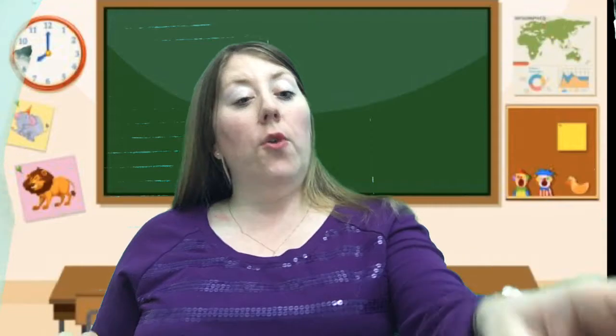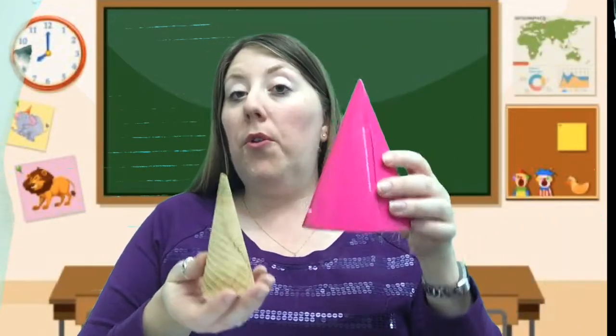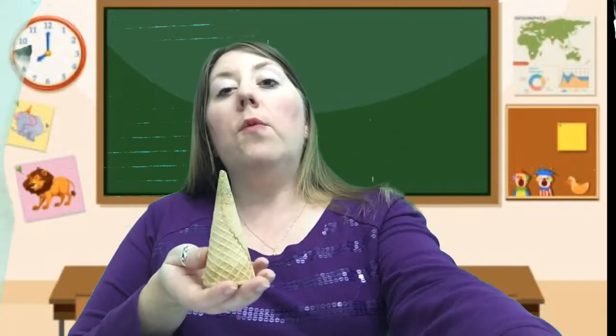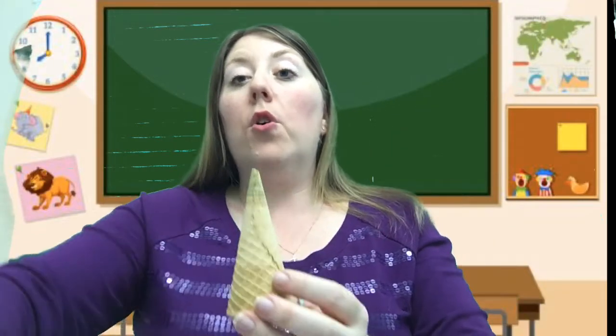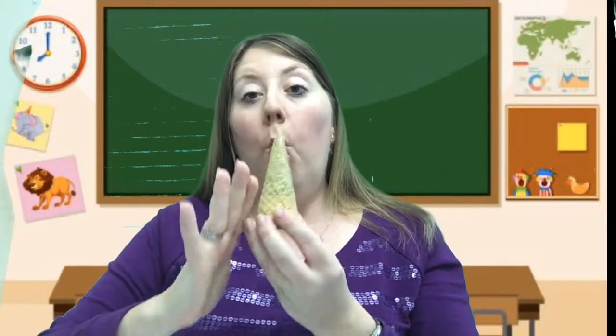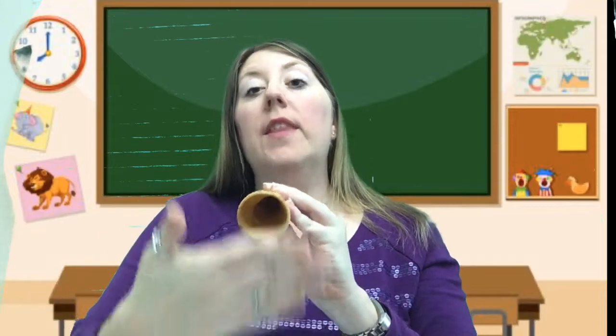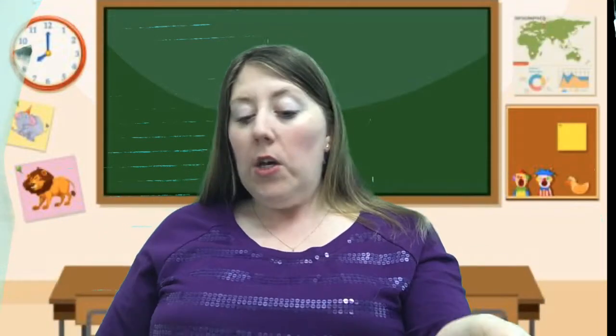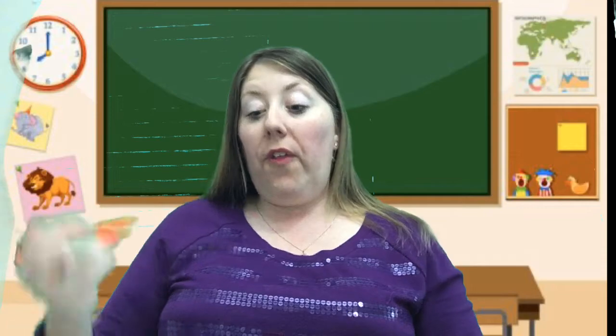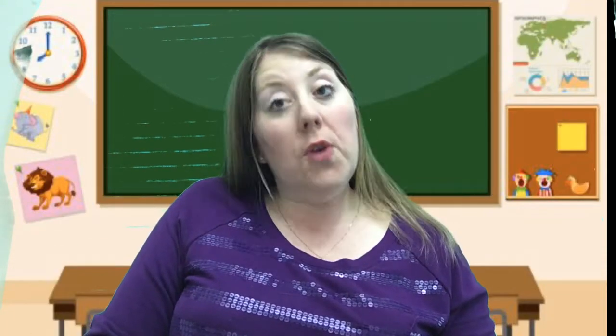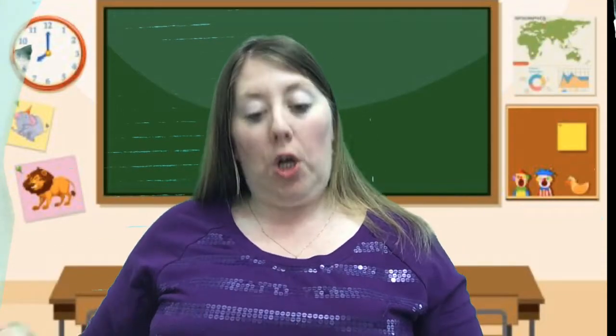Now moving on to cone, I showed you this yesterday. I have an ice cream cone and I have a party hat. Both of them are cones. And we are going to look to see, do we have any curved surfaces? And we do. There's one curved surface. And if this had a bottom to it, this would be one flat surface. So I'm going to write one flat, one curved. And again, I'll show you at the end the completed chart.